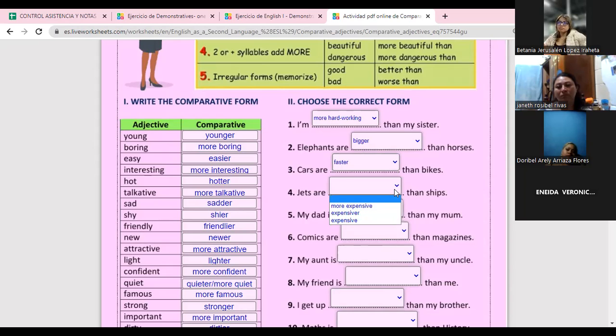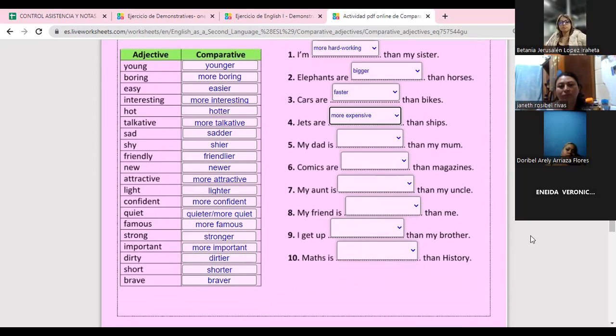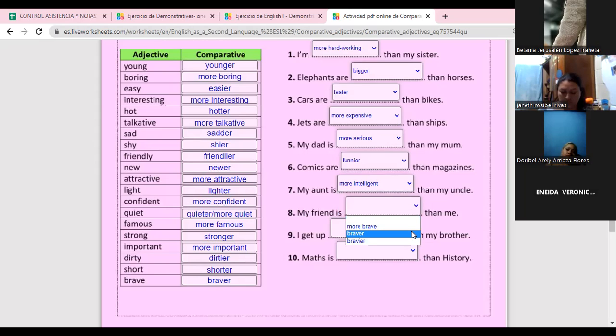Jets are more expensive, expensiver or expensive than cheap? More expensive. It's a long adjective. My dad is more serious than my mom. Comics are more funny than magazines. Funnier. My aunt is more intelligent than my uncle. More intelligent. Okay. My friend is more brave than me, braver than me, or bravier than me? Braver. Exactly, braver than me.